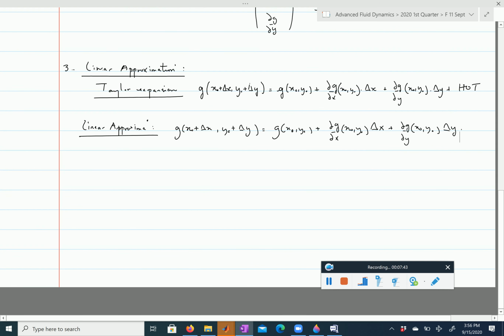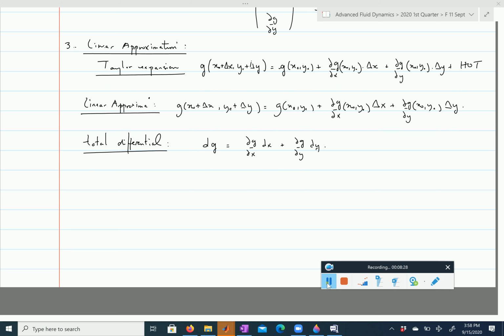So another way of seeing this linear approximation is that this tells you how g changes. If you take g at x0 plus delta x, y0 plus delta y, minus g at x0, y0, that gives you a change delta g. How does g change when you take a step delta x in the x direction and a step delta y in the y direction? This is linked to the total differential. And here the total differential of the function g is simply equal to partial g, partial x times the differential dx, plus partial g, partial y times the differential dy.